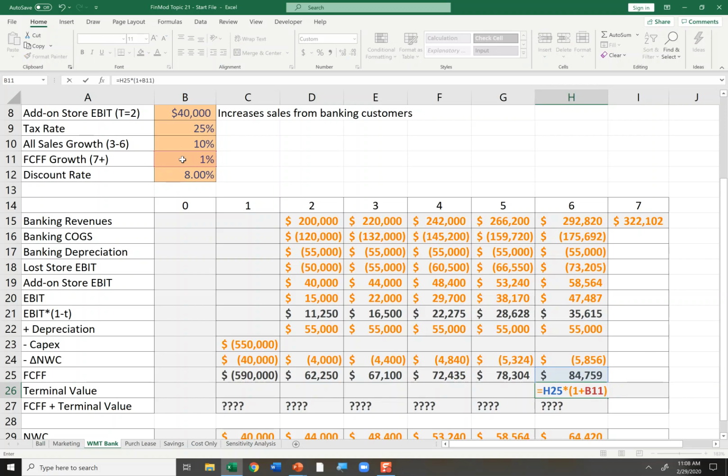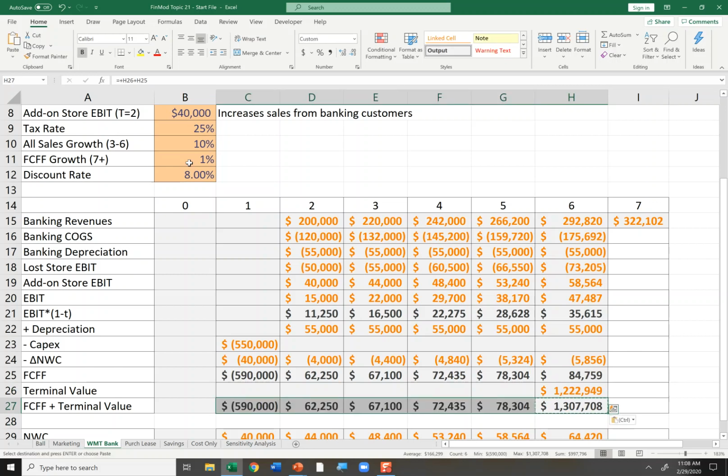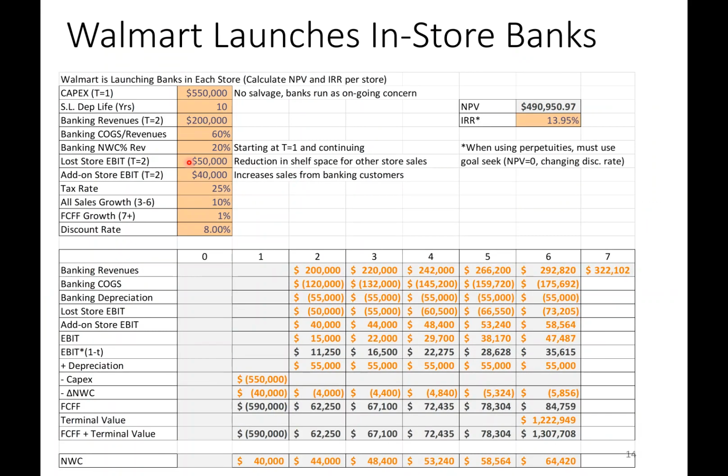So now this number here will be the year 6 cash flow times 1 plus the growth rate. That's now the year 7 cash flow. I'll divide that by my discount rate minus the growth rate. That's a growth perpetuity starting year 7 and going to infinity. The value of that perpetuity starting in year 7 and going to infinity is worth $1.2 million in year 6. I'll add that to my year 6 cash flow, copy that across, and now I have my free cash flows.